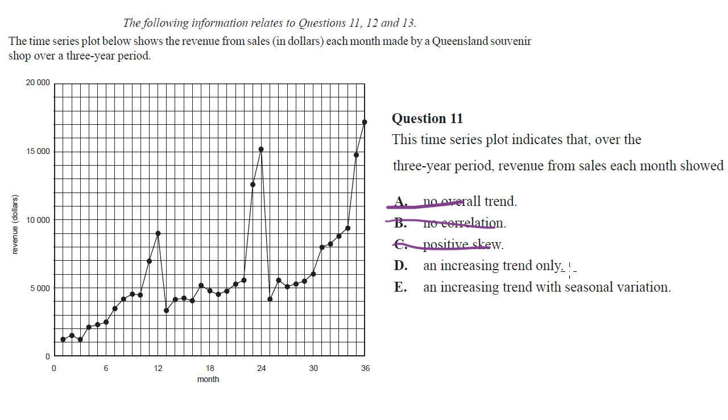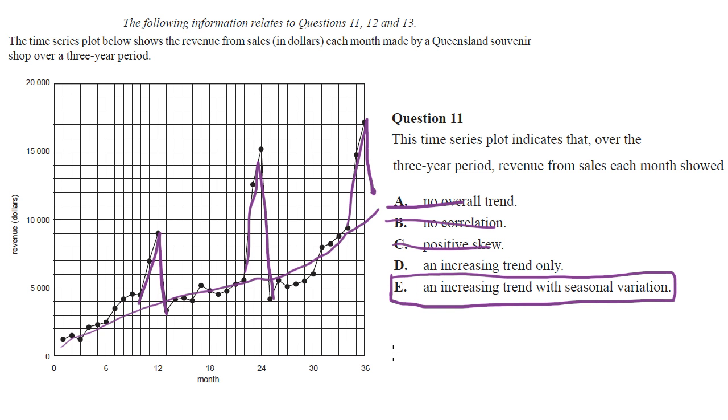An increasing trend only, or an increasing trend with seasonal variation. There is an increasing trend. You can sort of see it's going up like this, but there are these peaks and they repeat at about the same time each year. See, this is around about the 12th month, this is around about the 24th month, and this is around about the 36th month. So that's probably going to go down there again at the start of the next year. So we do have this seasonal variation happening. So there's an increasing trend with seasonal variation, which means the answer is E.